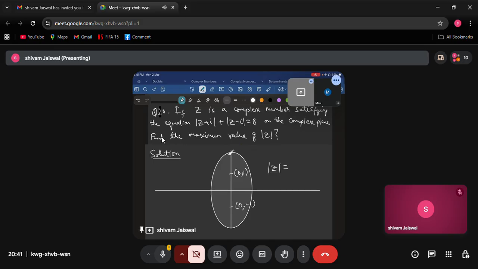Can anyone tell me? 0, 4. Mod z is equal to 4. See, very simple. Sir, it will be 4i, no? z is equal to 4 iota, but mod z is equal to 4. Okay. I was talking about the coordinates of the upper vertex. Anyway, 0, comma 4. This will be 0, comma minus 4. Okay.